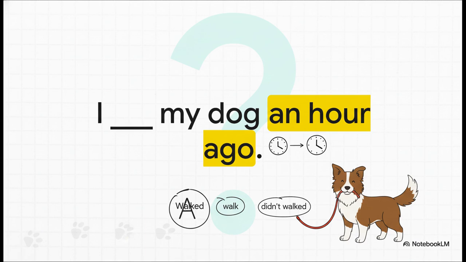Almost done. Number 9. I blank my dog an hour ago. A, walked, B, walk, or C, didn't walked. That ago is a dead giveaway. The answer is A, walked.